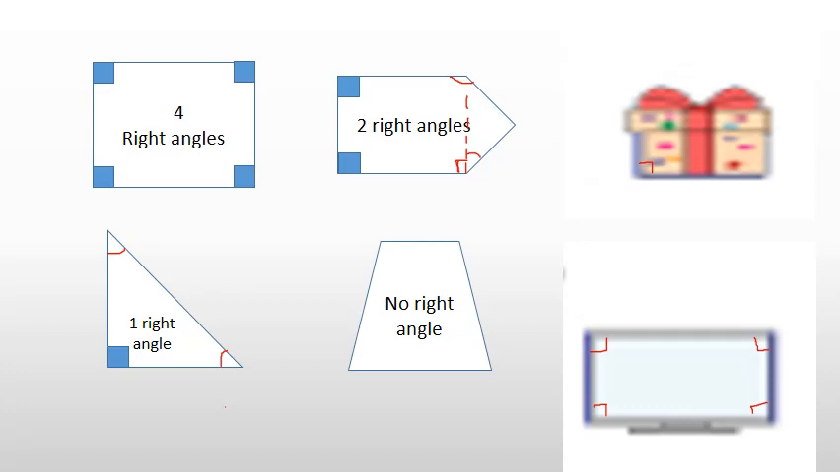One more thing, how do I tell you that this is a right angle and this is a right angle? A right angle is represented by a square box. So you can see this box actually gives you an idea that this is a right angle. Whenever the angle is shaped in the form of a box, that means it's a right angle.